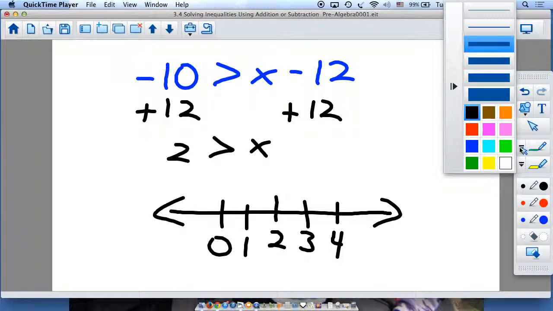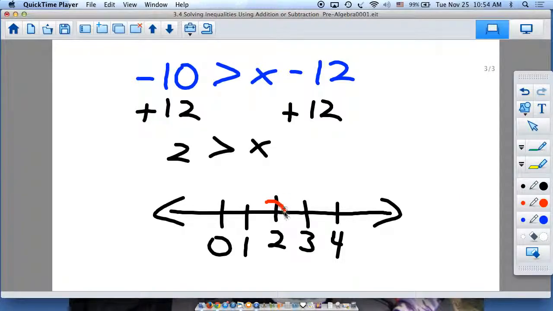Now, instead of a shaded in circle, we're going to put an open circle on this problem because 2 is not part of the solution. And you can see the variables on the right side. So this gets a little bit tricky. So you need to make sure you understand that 2 is greater than x. I like to flip that around and rewrite it where it's a little easier for me to understand what x is. So that means x is less than 2.